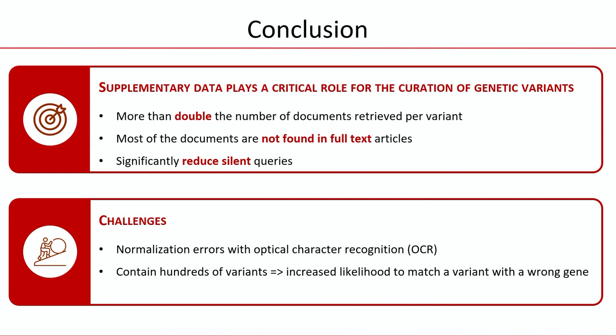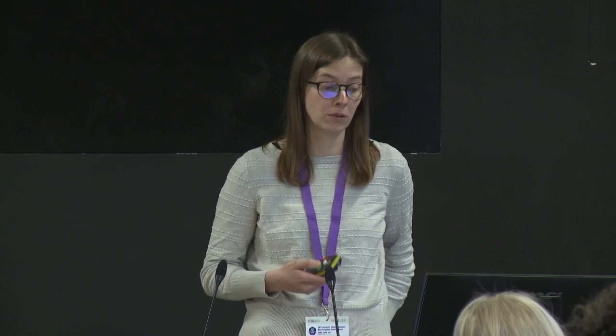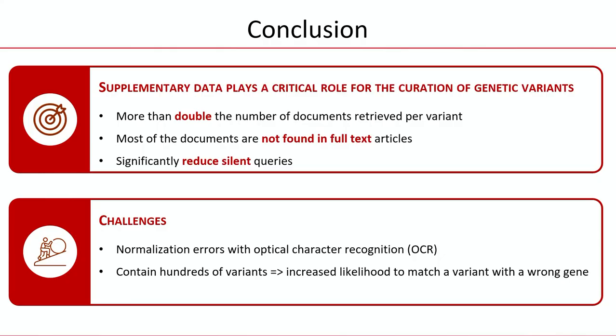So to conclude, the supplementary material can play a critical role for the curation of genomic variants. It more than doubles the number of documents that are retrieved for a variant. Most of the documents retrieved are new, and it significantly reduces the queries for which we find no document, which is very important for rare variants where any document is of importance. But it also raises some challenges. In particular, when we are dealing with images, we are doing optical character recognition, and it's prone to normalization errors. And also, the supplementary data contain hundreds of variants, which increases the risk of matching a variant with a wrong gene.